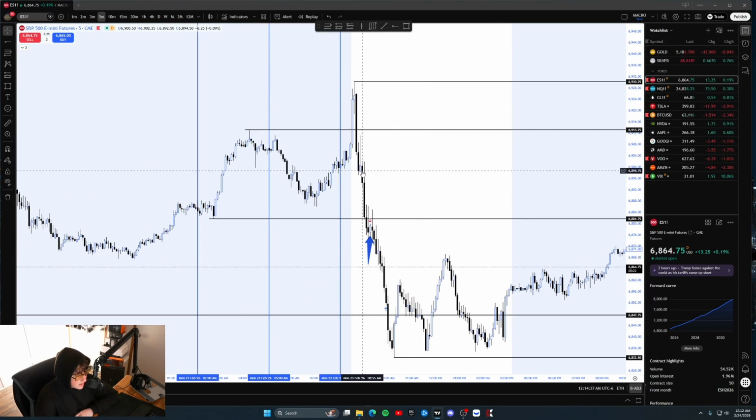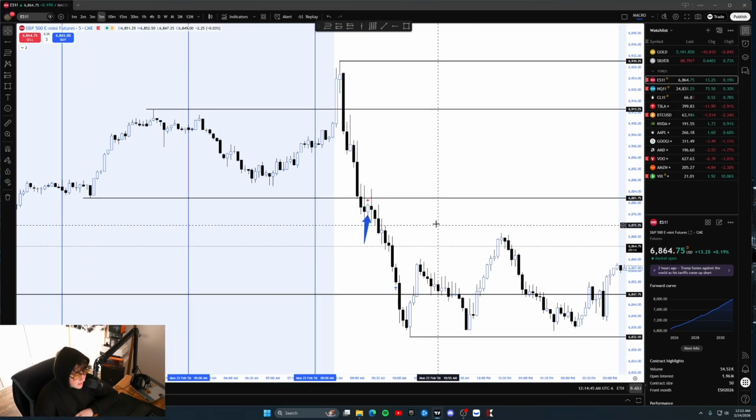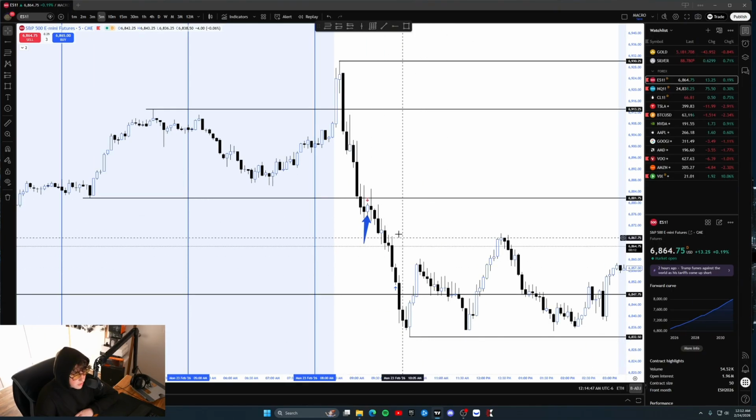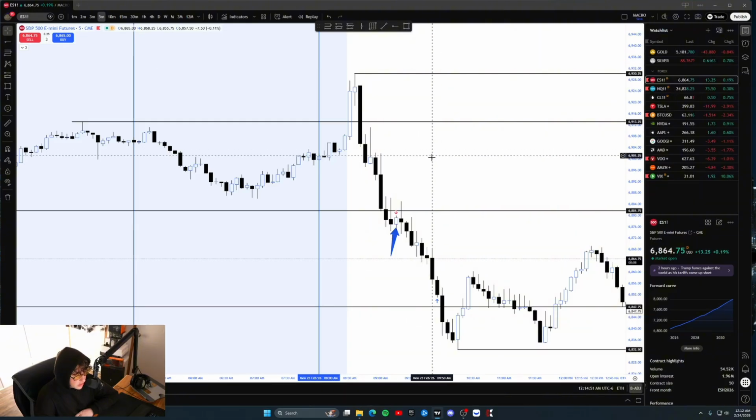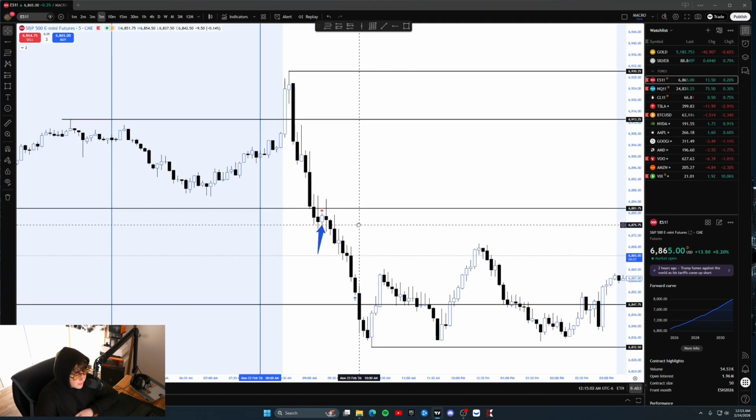Technically this could have been it as well, but I was being safe. I wanted to make sure I was getting a decent entry and that it continued in the way that it did, and it didn't get a 5-minute retrace upwards. Because this could have been, and this could have been. So you just have to be sharp on your trades. So yeah, that was pretty much it.